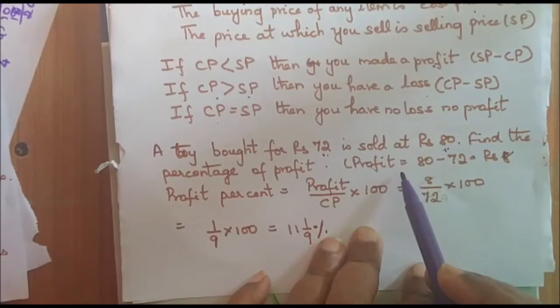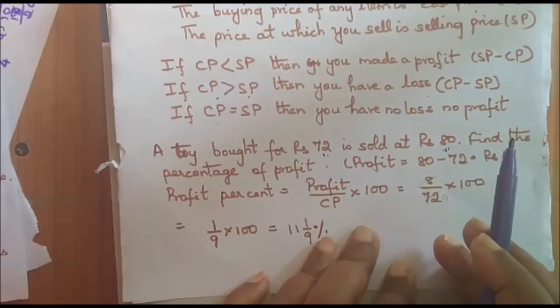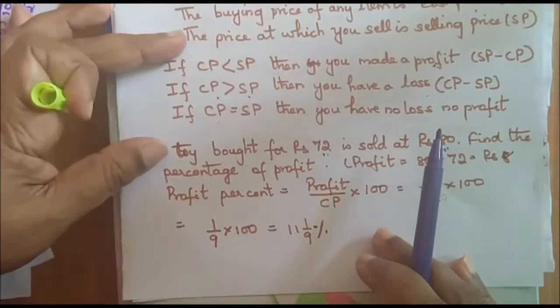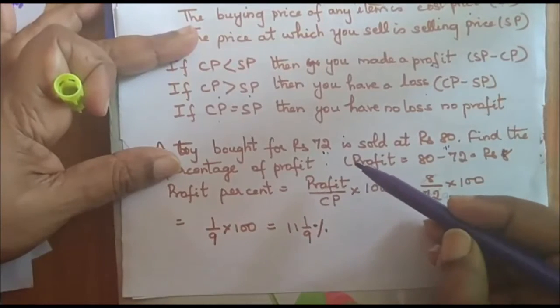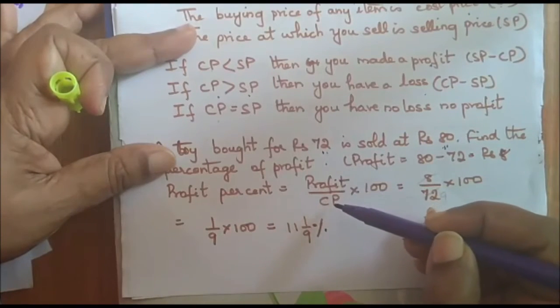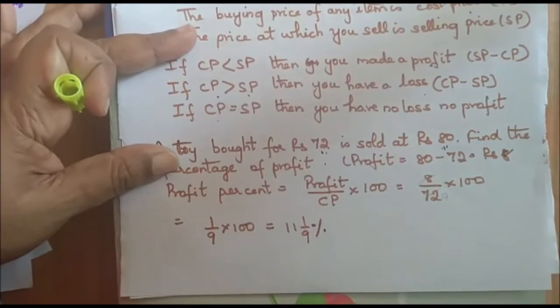Profit equals 80 minus 72, which is equal to rupees 8. Now we have been asked to find the profit percent, isn't it? So how do you calculate profit percent? Profit by cost price into 100. Keep this in mind. Suppose you have a loss, even at that time you will say loss by cost price into 100. This is a standard formula, keep it in mind.